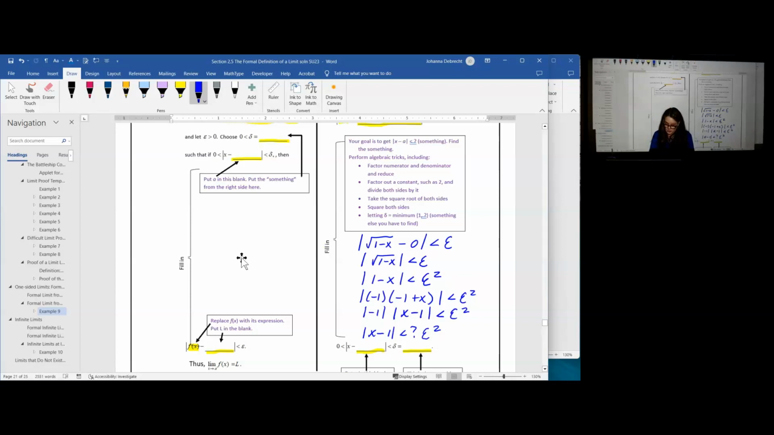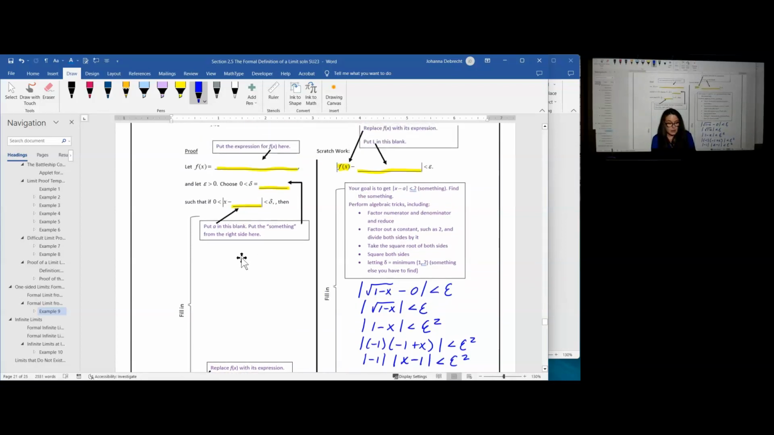Then I start the formal statement of the proof. Let f of x be the square root of 1 minus x and epsilon greater than 0. Choose 0 less than delta equal to epsilon squared, such that if 0 is less than the magnitude of x minus 1 less than delta, then, and we start at the bottom, x minus 1 less than delta, oops, somehow that became an epsilon, delta equal to epsilon squared.